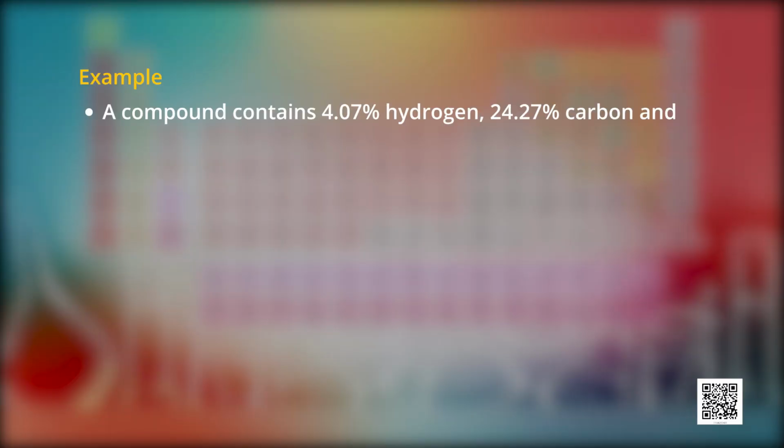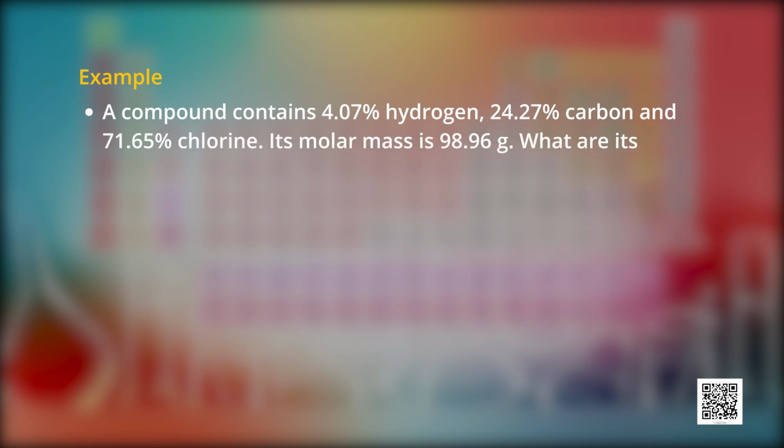Let us take an example. A compound contains 4.07% hydrogen, 24.27% carbon and 71.65% chlorine. Its molar mass is 98.96 gram. What are its empirical and molecular formulas?